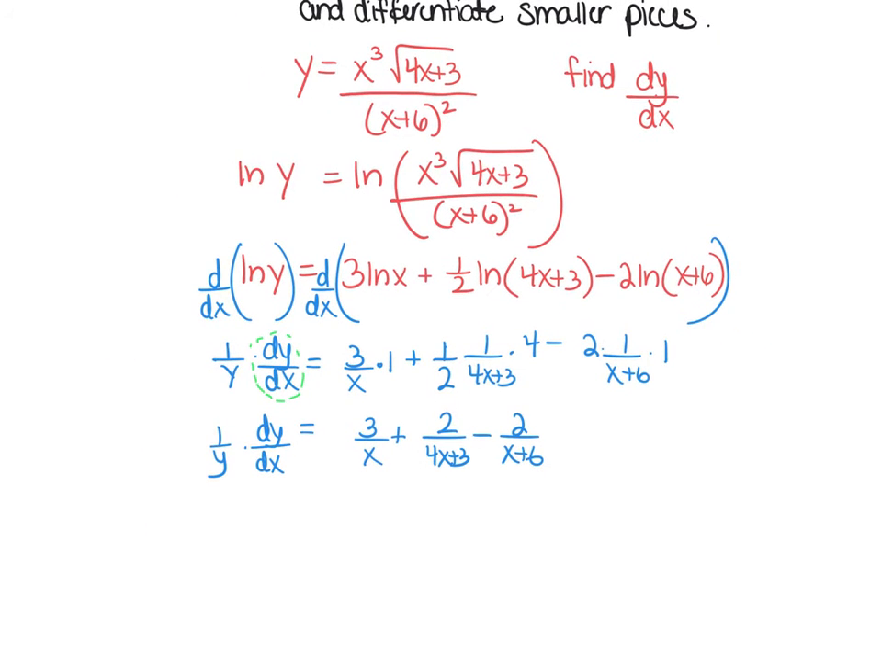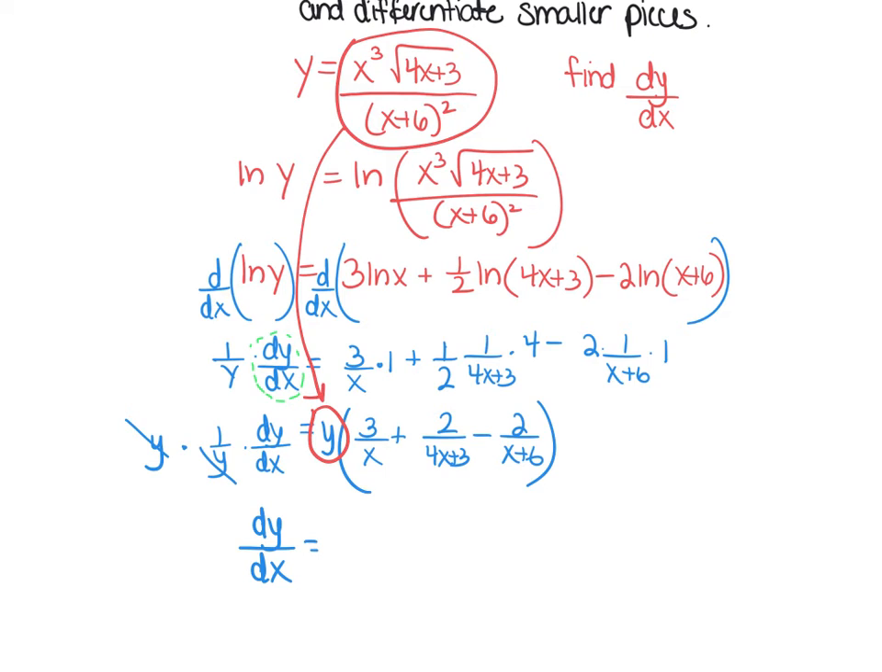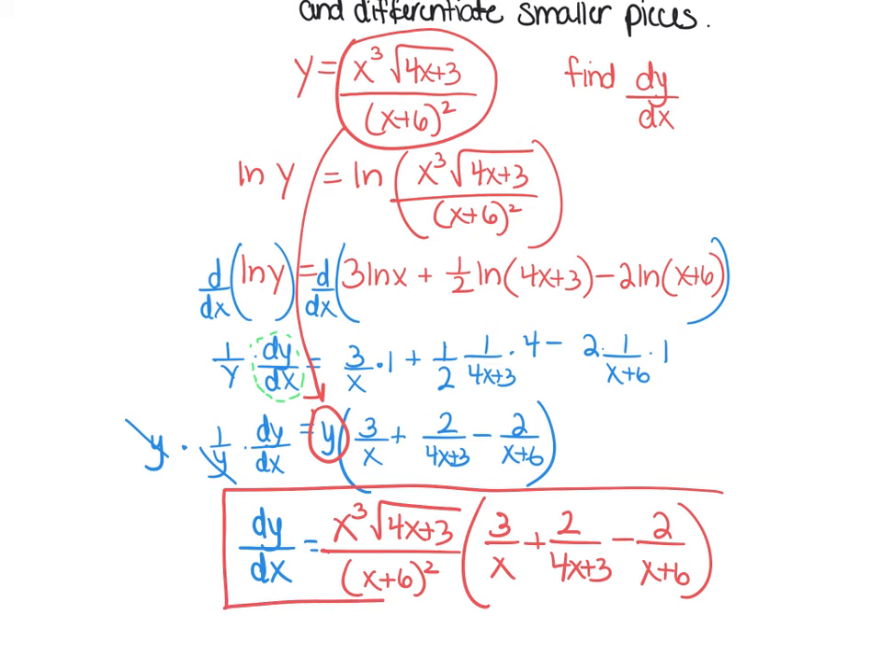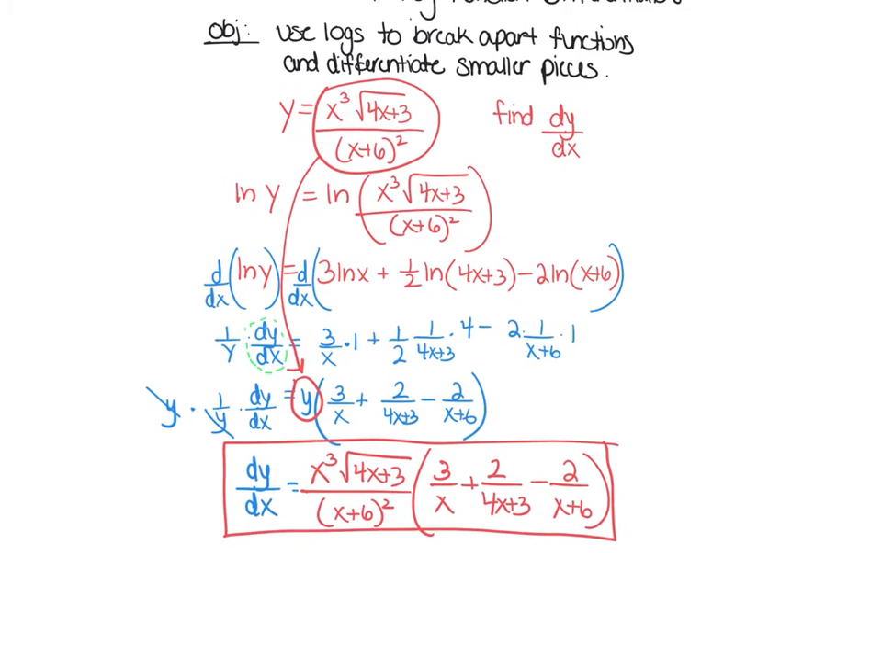So now we want to move that 1 over y to the other side by multiplying by the reciprocal. And dy dx equals, notice how you have this y here, okay? We do know what y equals. Go back to the beginning, right? So we're going to plug that in. And then we'll have it times everything in here. And you don't need to distribute. This will be your answer. And so now you found dy dx, the rate of change of y with respect to x.